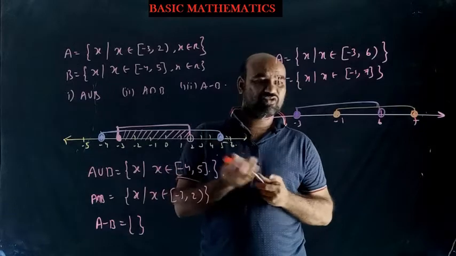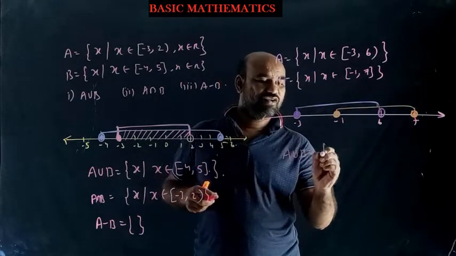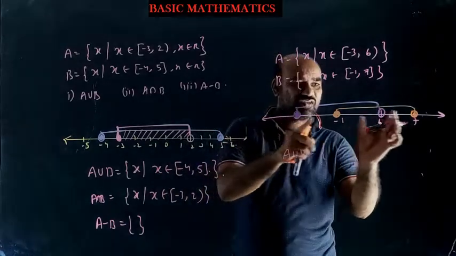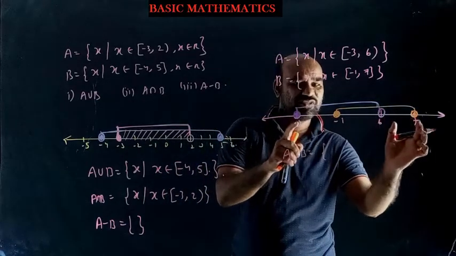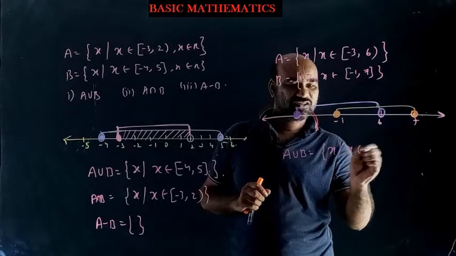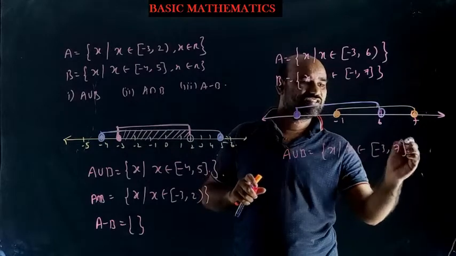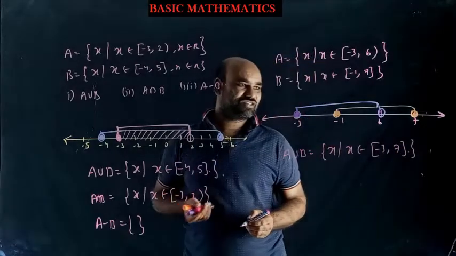So I will write, observe here, A union B I want. Union means all elements. All elements from this is set B, this is set A. All means minus 3 to 7. X such that X belongs to closed minus 3 to closed 7. This is the A union B set.